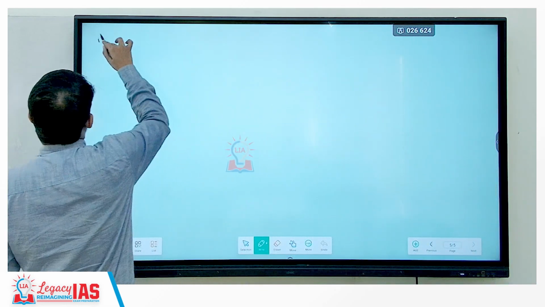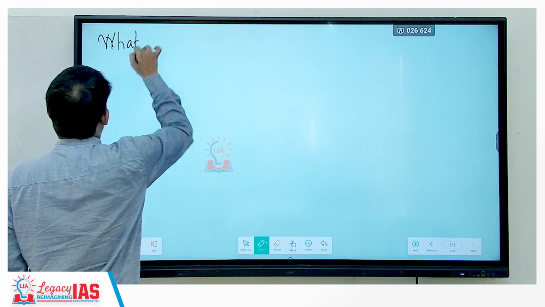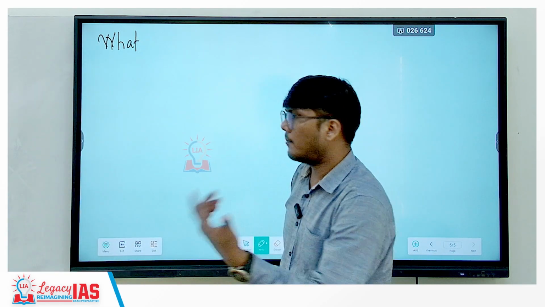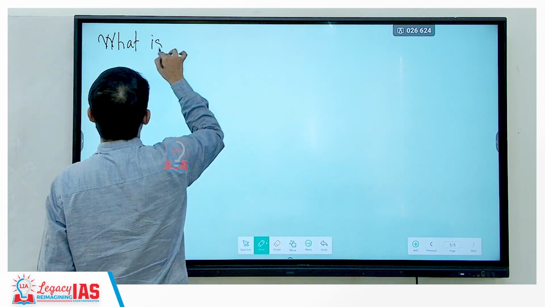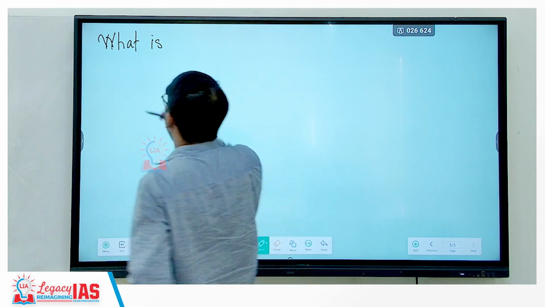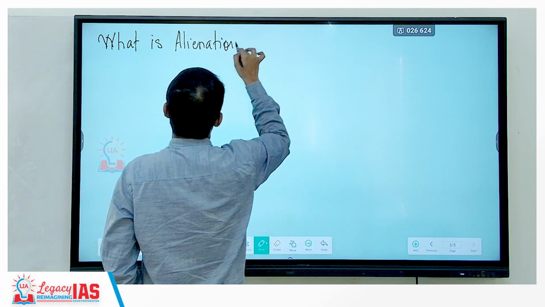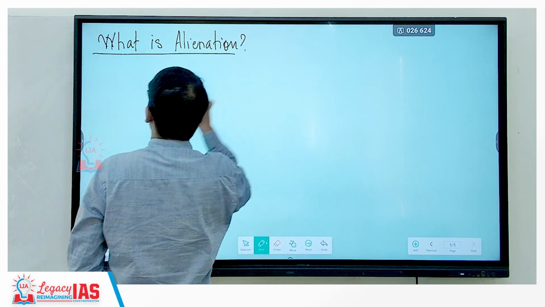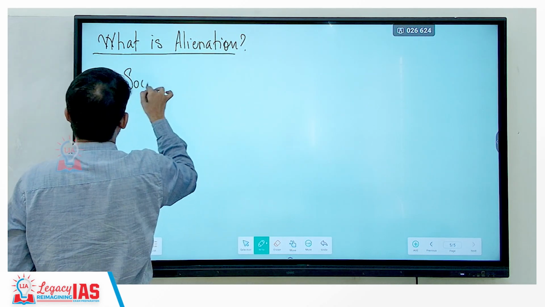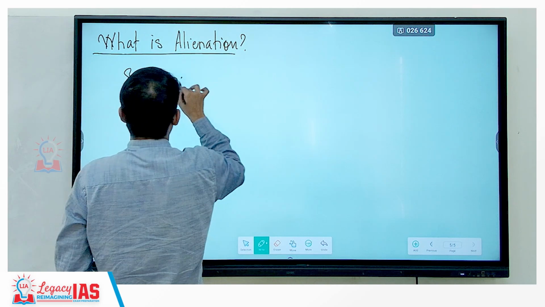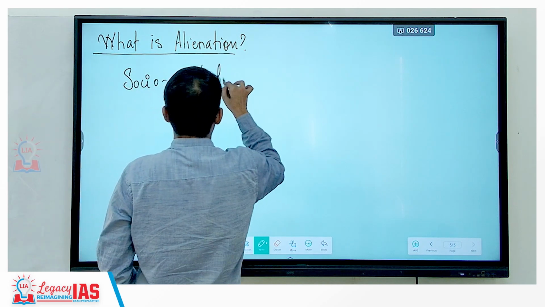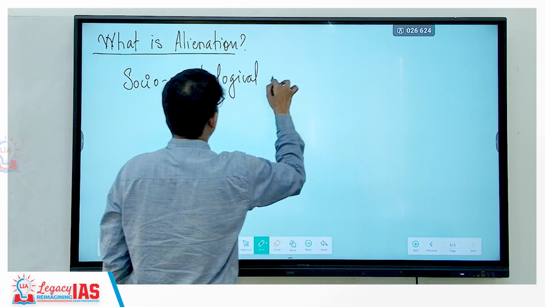Now let us understand alienation with respect to its proper definition in a sentence. So we understood the concept. Now what is alienation? If we have to write, it is a socio-psychological condition.